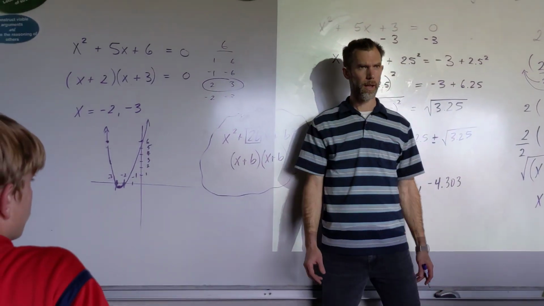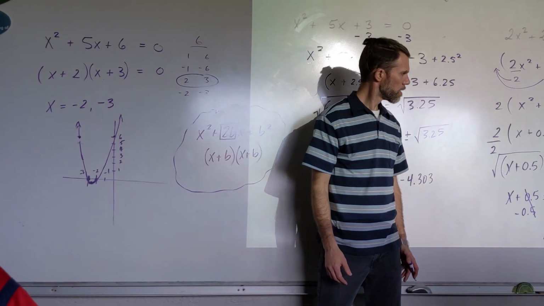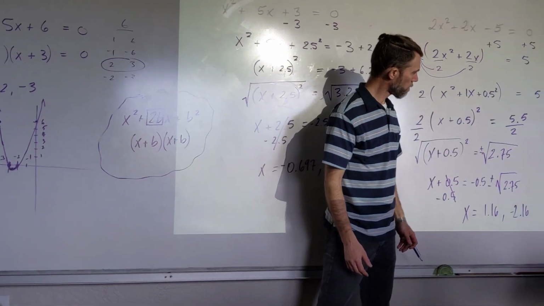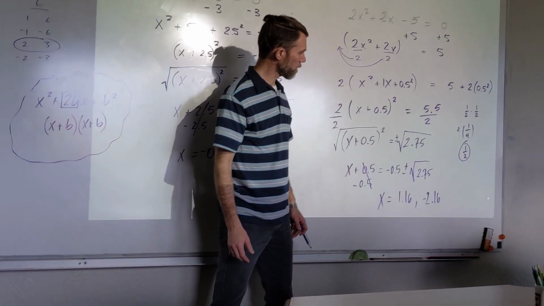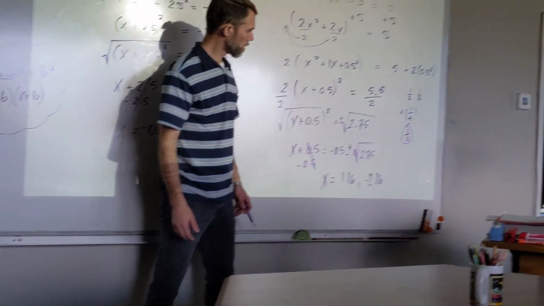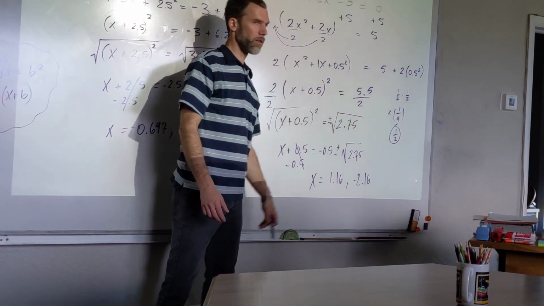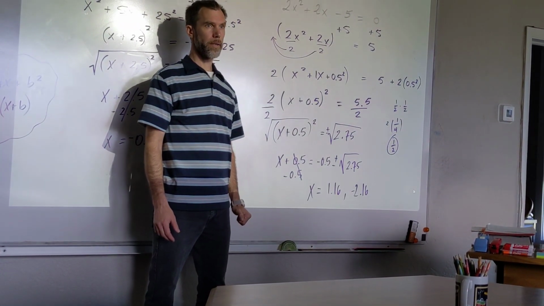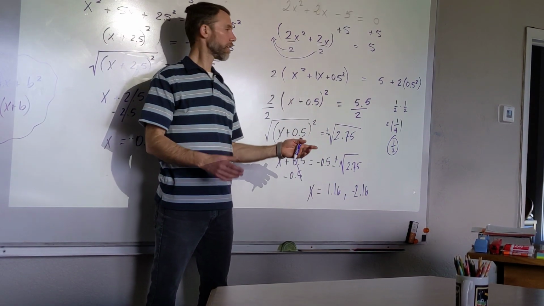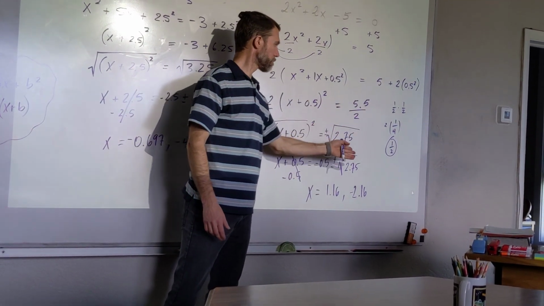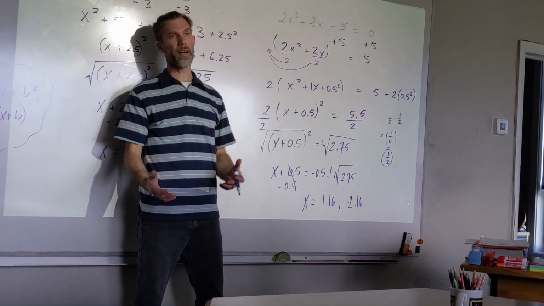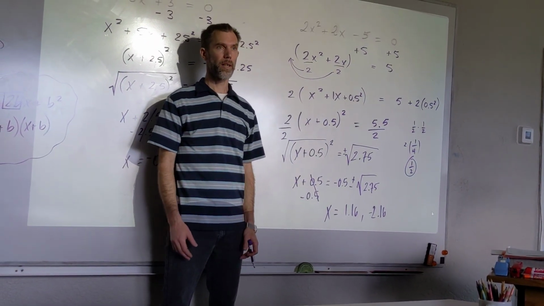2.75, like 5.5 divided by 2. How did you get the 2.75? Oh, 5.5 divided by 2. Yeah, because half of 5 is 2.5, and half of a half is 0.25. So 2.5 and 0.25 together is 2.75.